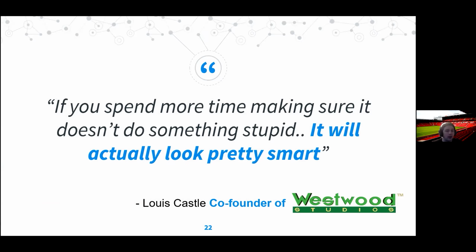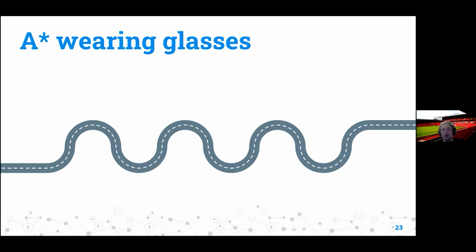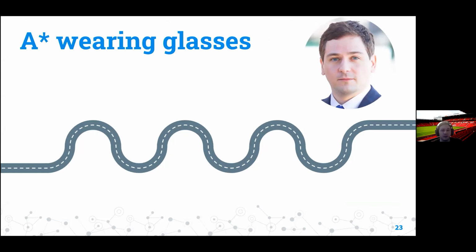Here's a great quote that I like. If you spend more time making sure it doesn't do something stupid, it will actually look pretty smart. And that's what we're going to go on to in our last section here, A-star wearing glasses. Now, basically, if you watch a movie, you might have just your average, dumb looking character. How do you make a character look smart in movies? That's right, you're going to put glasses on them. And instantly your movie character looks a lot smarter.